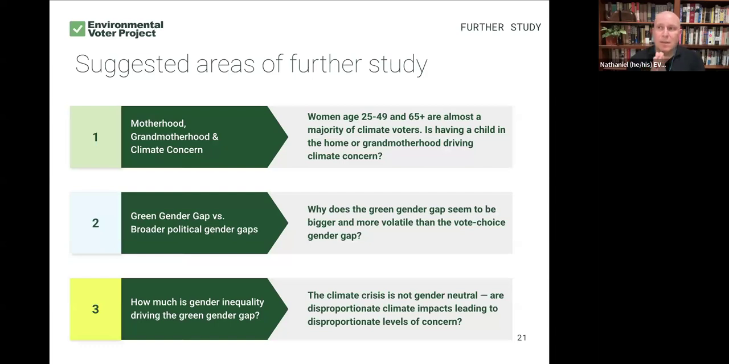And then third, just overall, there has been so much research showing that the climate crisis is not gender neutral. Women disproportionately bear the burden of climate impacts. Might gender inequality be driving some of this disproportionate concern among women for the climate crisis? Again, we don't know. All we know is that this gender gap is dramatic, and it is so much bigger than the gender gaps we're seeing in other political arenas. So we thought it was important to call that out.